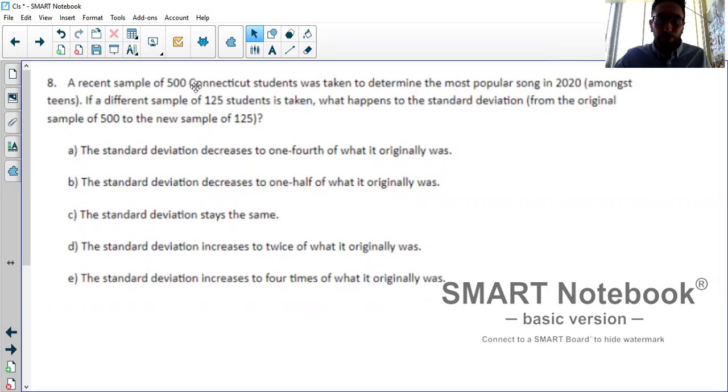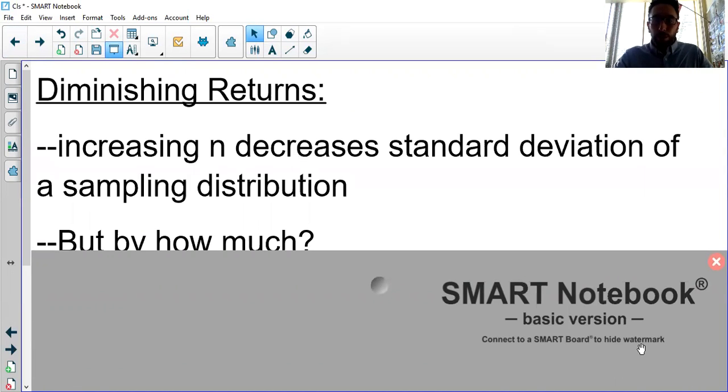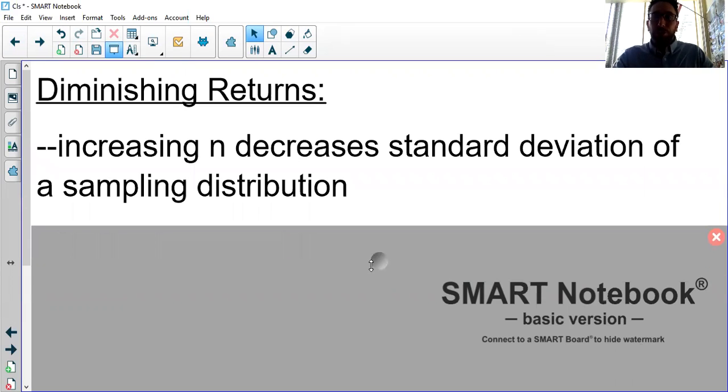But in this situation, we're changing our sample size, and we want to think about what effects changing our sample size has on the standard deviation of a sampling distribution. So this idea of diminishing returns. We know that increasing our sample size decreases the standard deviation of the sampling distribution, right?